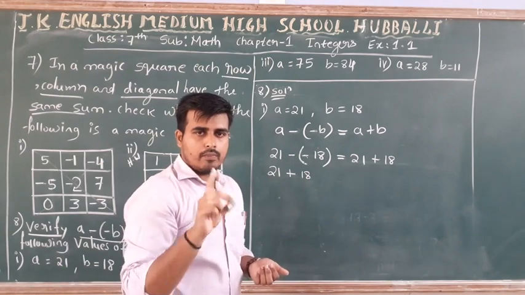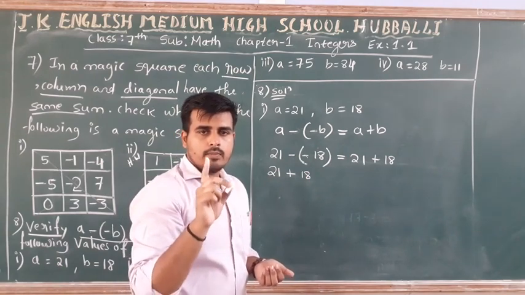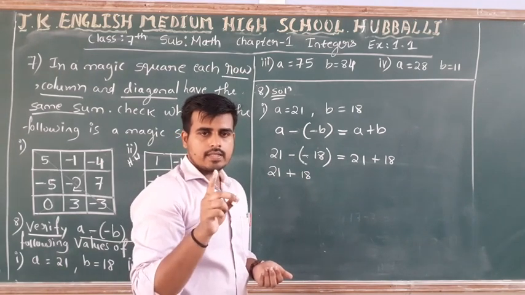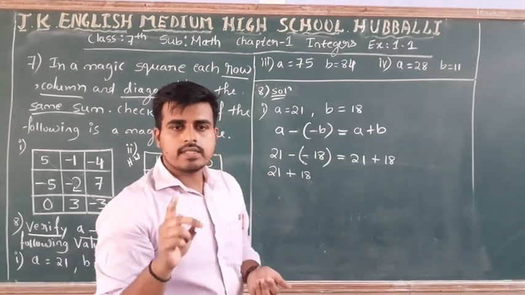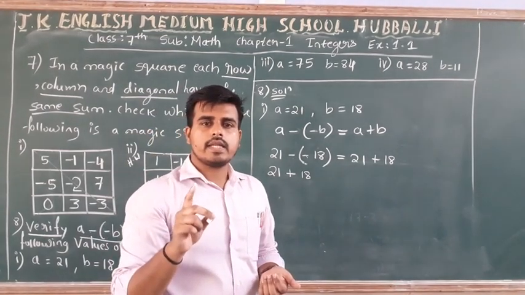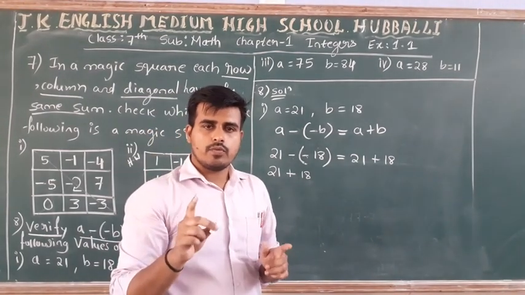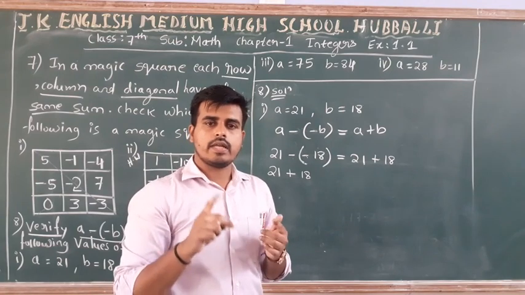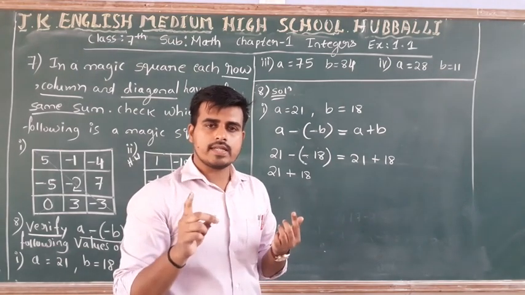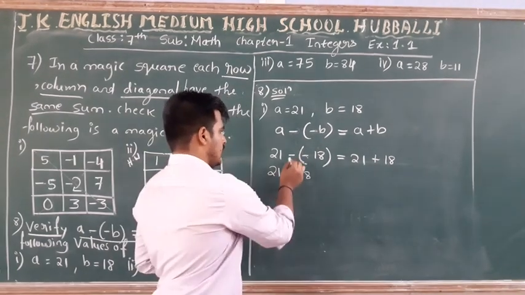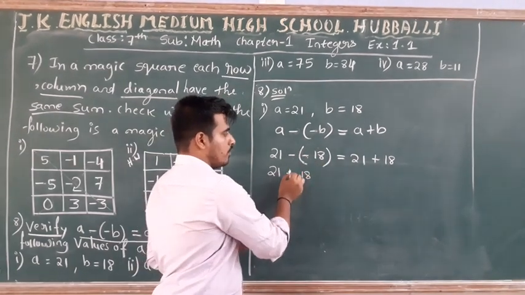Okay. Plus into plus is plus. Plus into minus is minus. Minus into plus is minus. Minus into minus is plus. If you multiply same signs, you will get a positive. If you multiply different signs, you will get a negative. Same signs multiplied, you will get a positive.